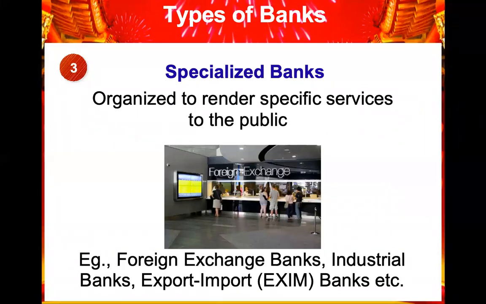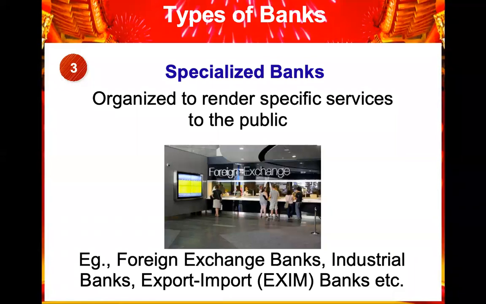Okay, so specialized banks are basically the ones which are organized to render or to provide specific services to the public. That means each and every bank is being given a certain service. This particular bank will be given this particular service to the people. This particular bank will be giving this particular service to the people.